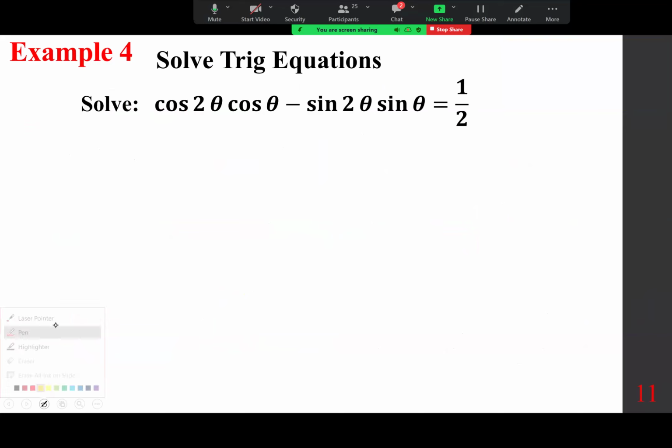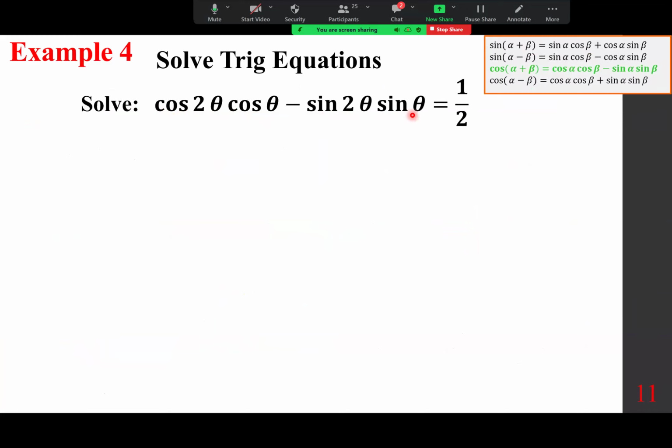Solve the trig equation: cosine 2 theta, cosine theta minus sine 2 theta, sine theta equals 1/2. You may recognize it comes from the sum and difference formula. If you write cosine alpha, cosine beta minus sine alpha, sine beta, and you follow that, it seems to me that 2 theta acts like alpha and theta acts like beta. So this is cosine of alpha plus beta, everybody. Then this must be cosine of 2 theta plus theta.